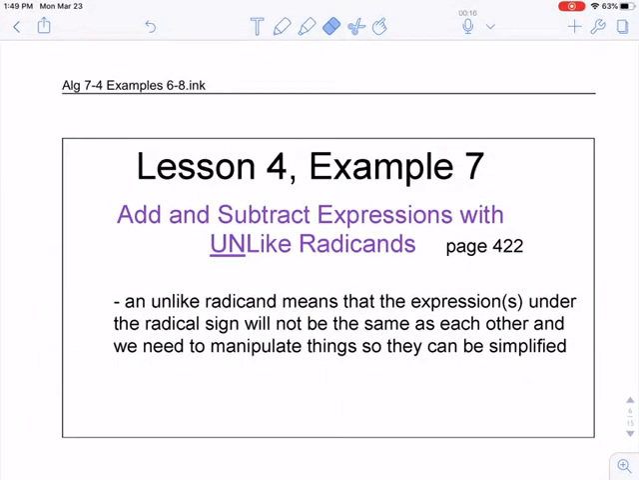Okay, guys, next up is example 7, which is adding and subtracting expressions with unlike radicands. Unlike would mean that you're going to have different values under the radical sign. So they won't be the same, and we'll need to look at them and see if there's ways we can combine them or change them so that they can be combined. So that's going to be the challenge for this particular example.